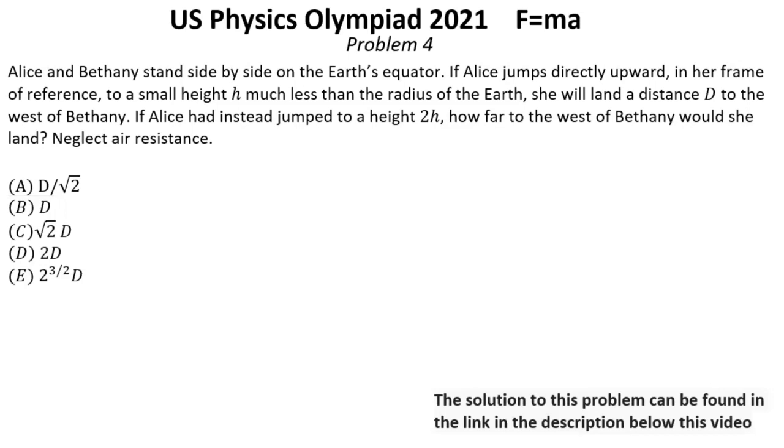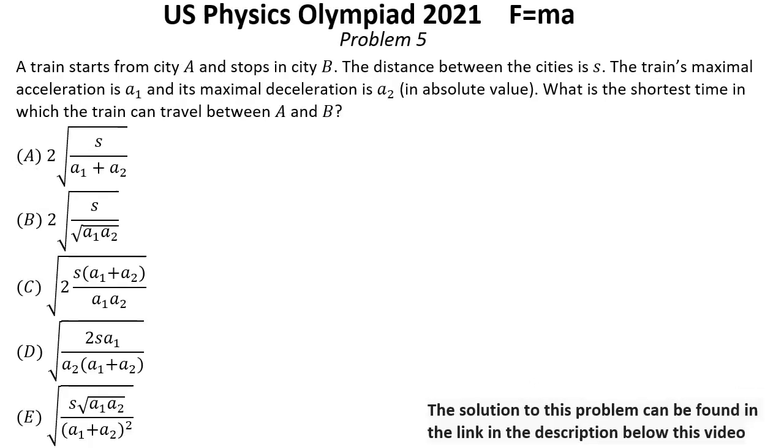Problem number 4. Alice and Bethany stand side by side on the Earth's equator. If Alice jumps directly upward in her frame of reference to a small height h, much less than the radius of the Earth, she will land a distance big D to the west of Bethany. If Alice had instead jumped to a height 2h, how far to the west of Bethany would she land? Neglect air resistance.